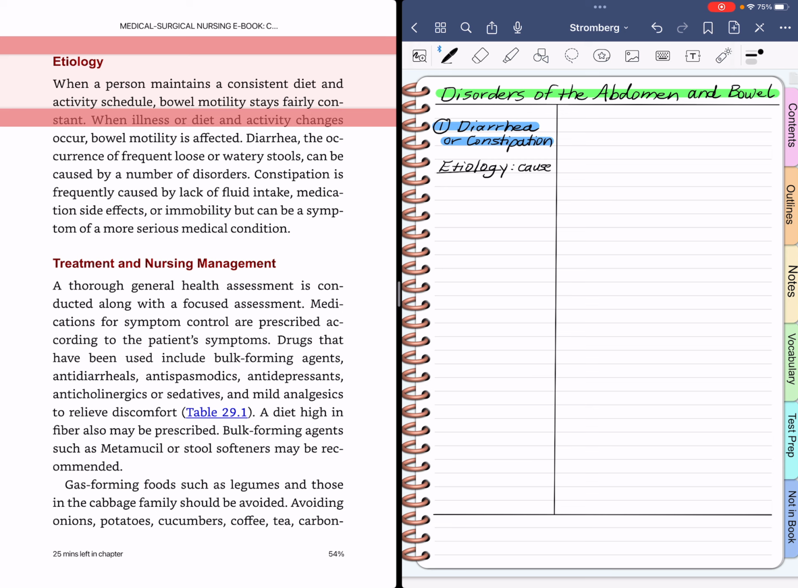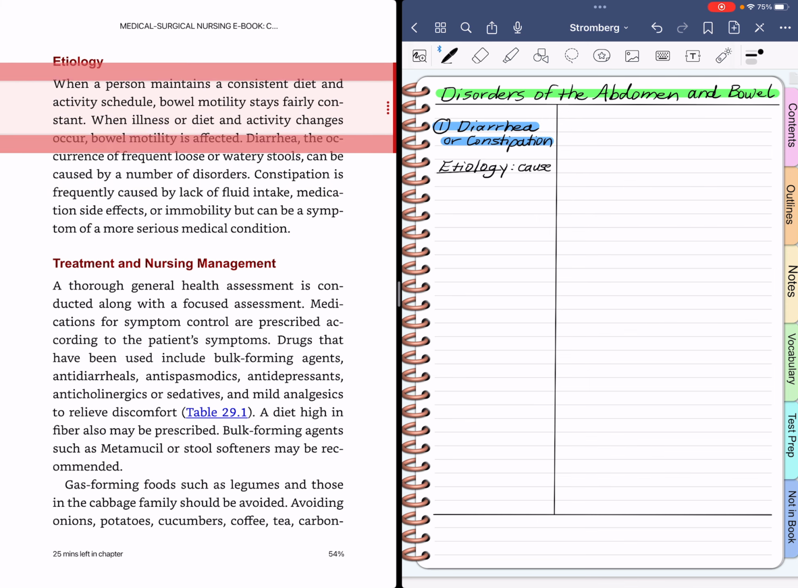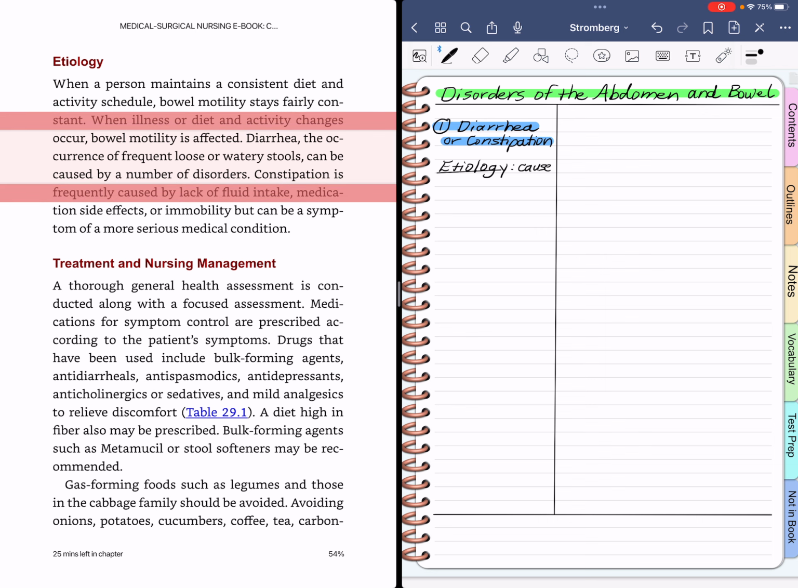Now, this could be something you do in class by listening to lecture, or you could get that information from this text. Now, there are two different things going on here. Diarrhea is caused by one thing, I would think. Constipation, probably by something else. But let's see what this paragraph says.